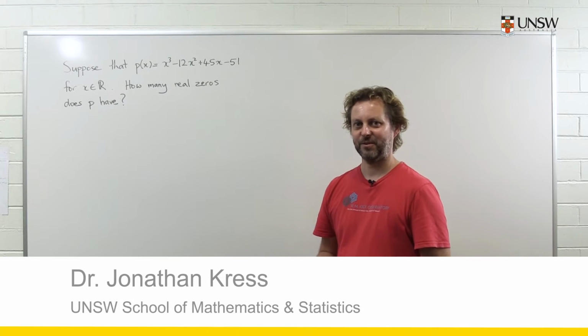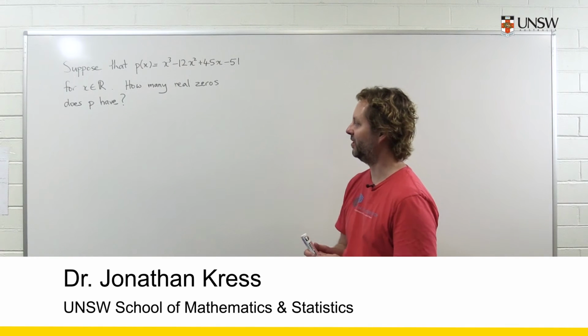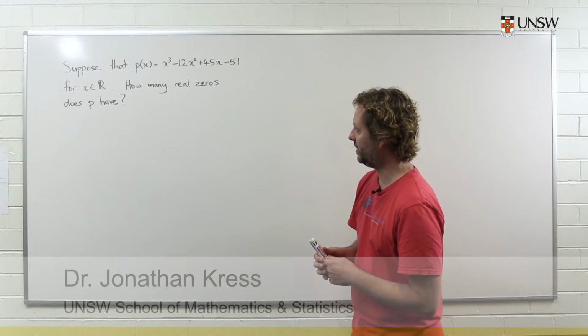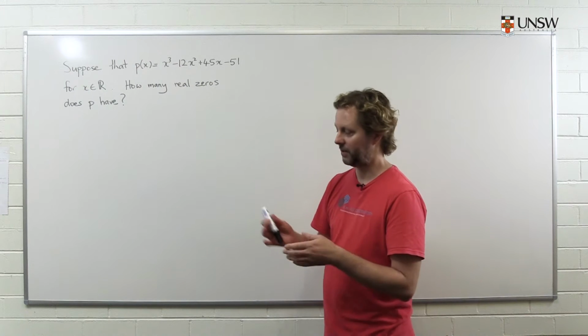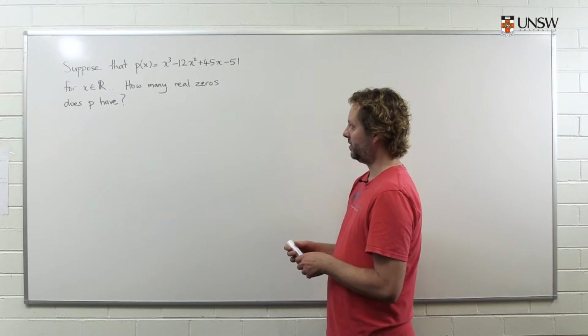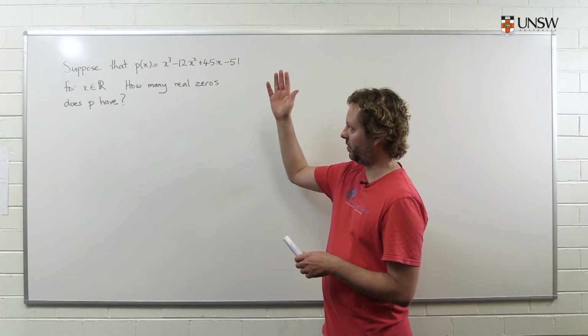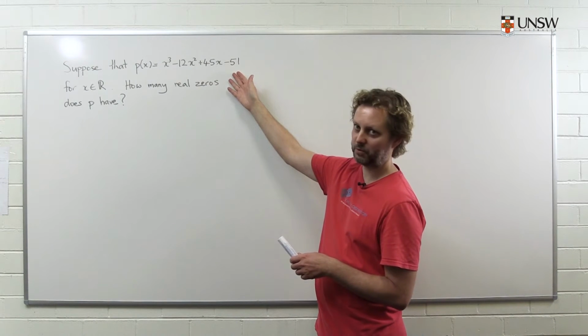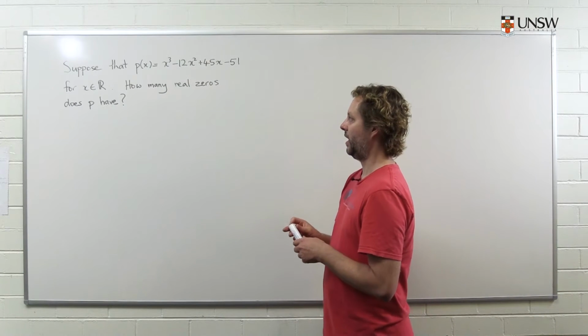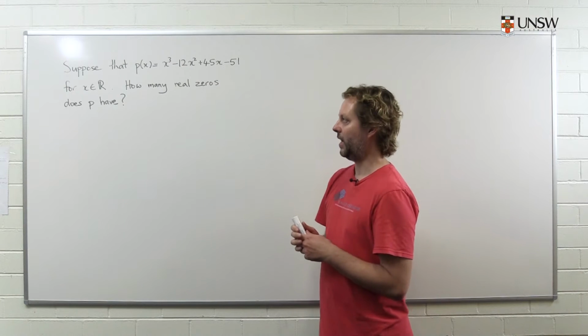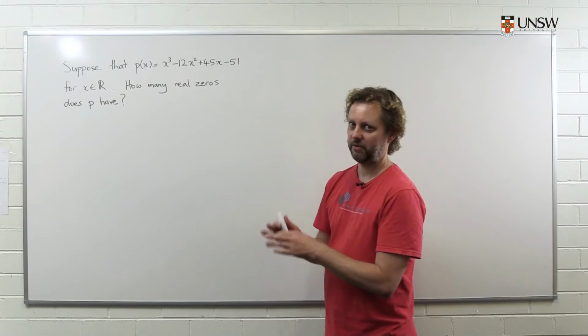Hello, I'm Jonathan Kress and I'm going to discuss a problem in which we're looking at a function and trying to determine how many real zeros there are for this function. This function is a cubic, but the results we'll find could be found for other polynomials and even other differentiable functions. And I'll just say up front that the theorems we're going to be using require a continuous and differentiable function.